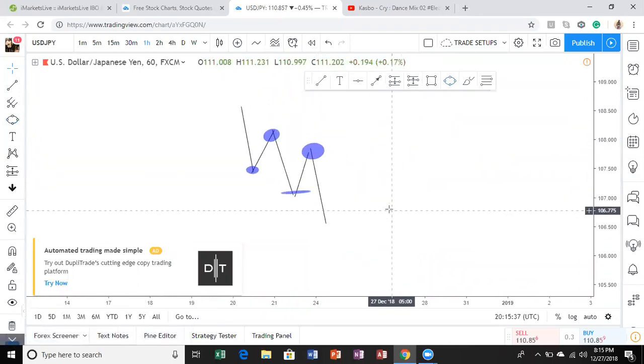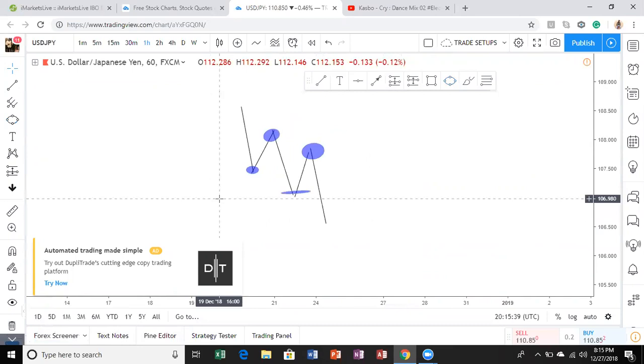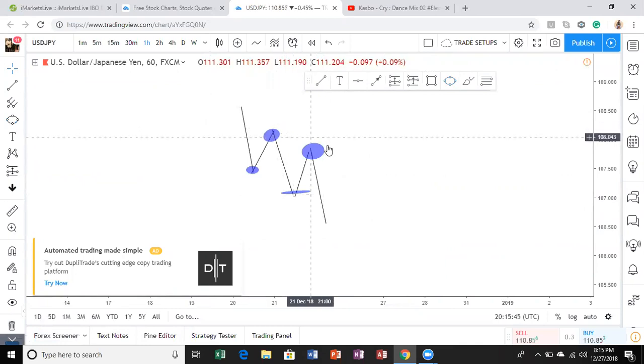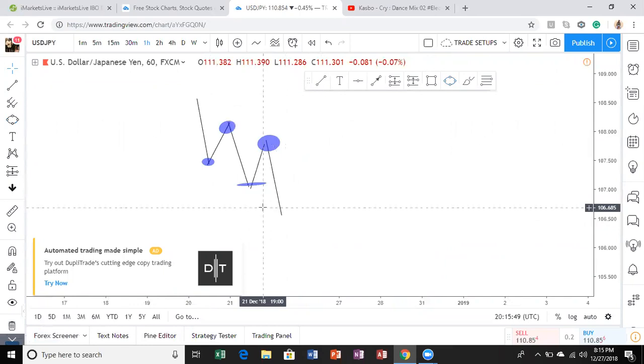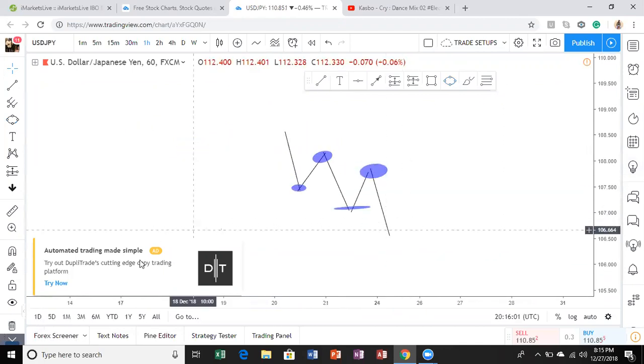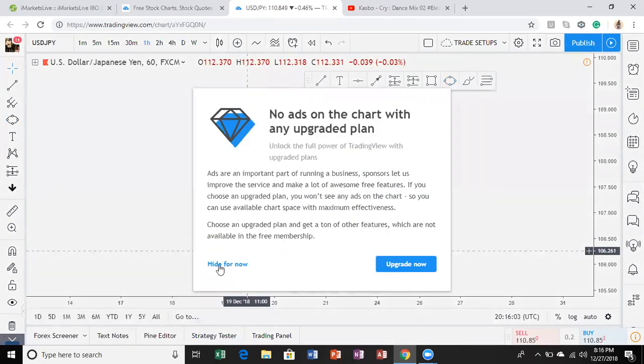Now there's one rule when it comes to the downtrend. You only enter the market on the lower highs. Same thing on the uptrend too. You only enter from the higher lows. That's one of the rules.